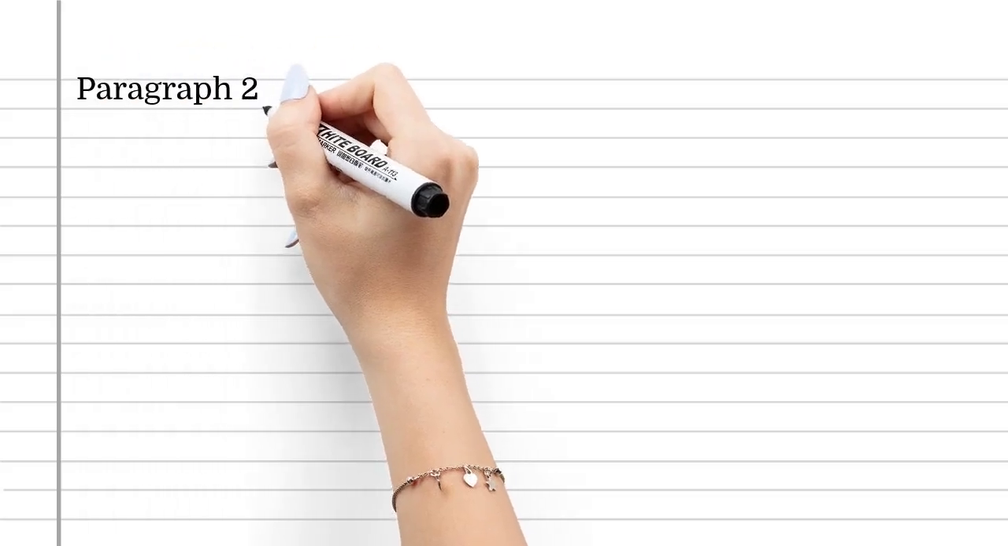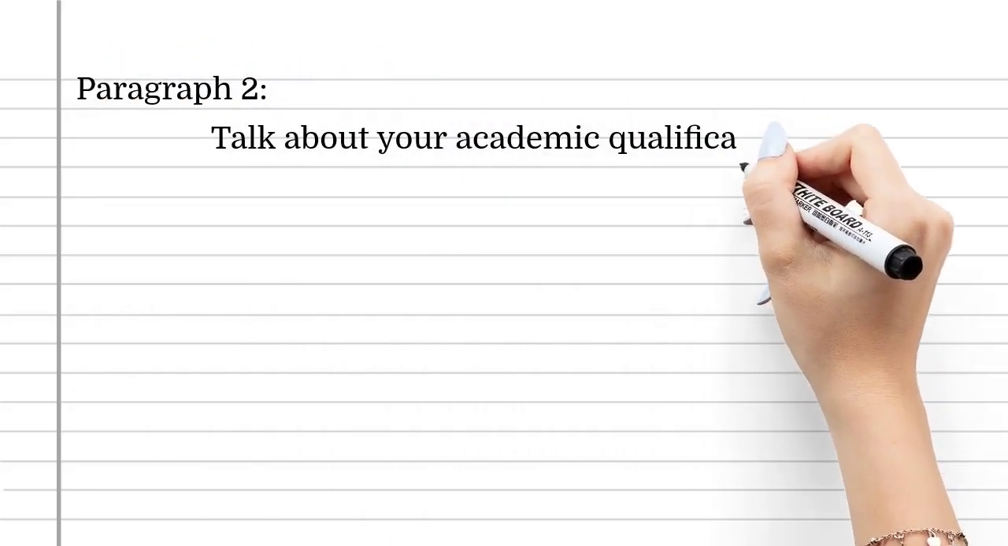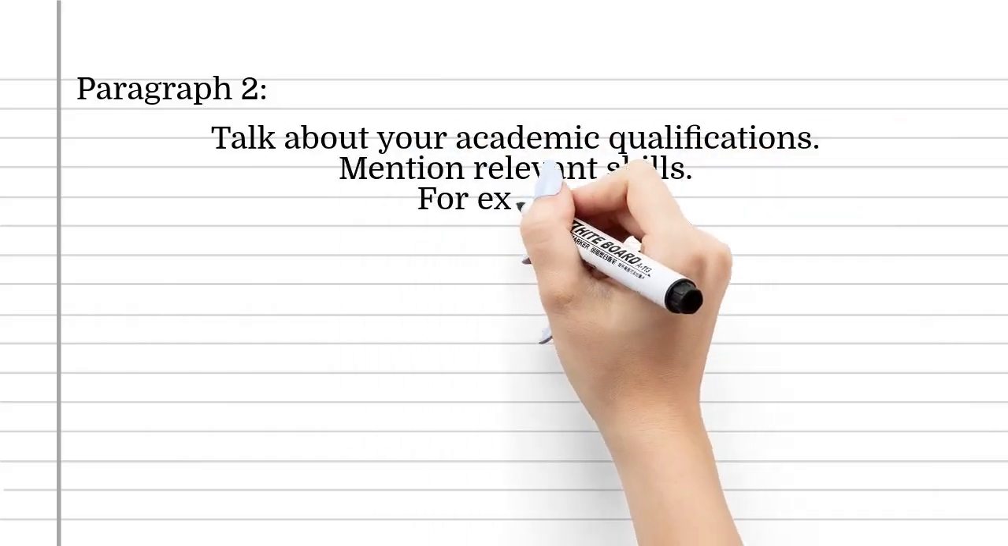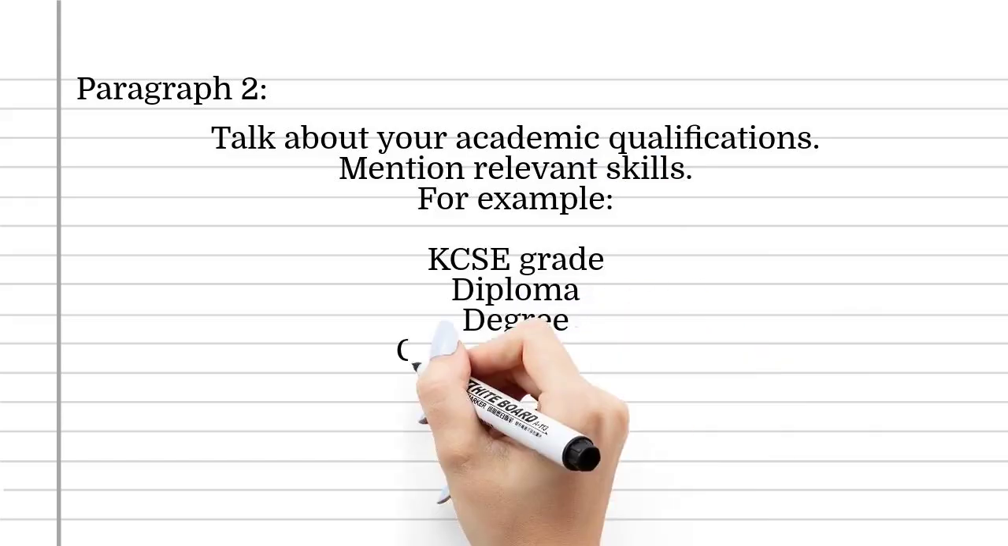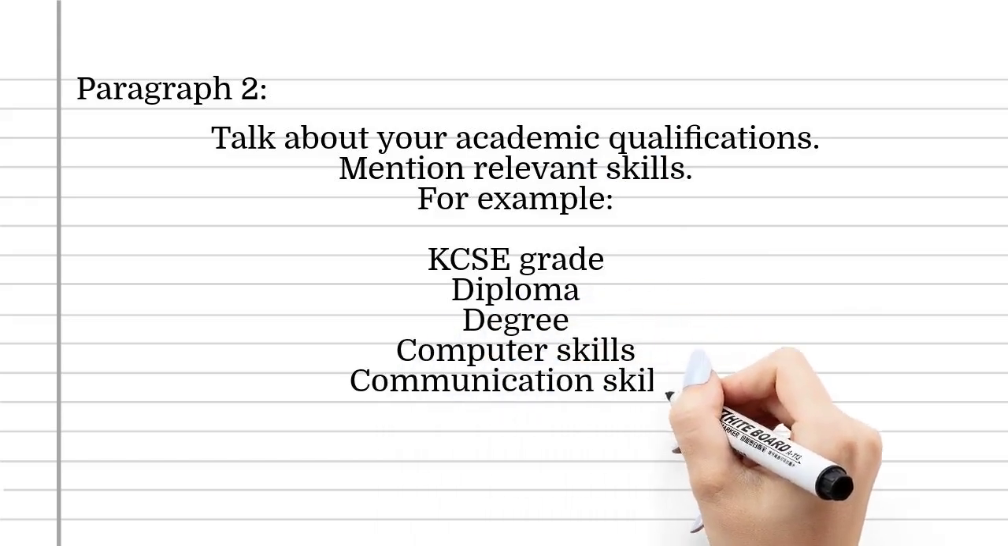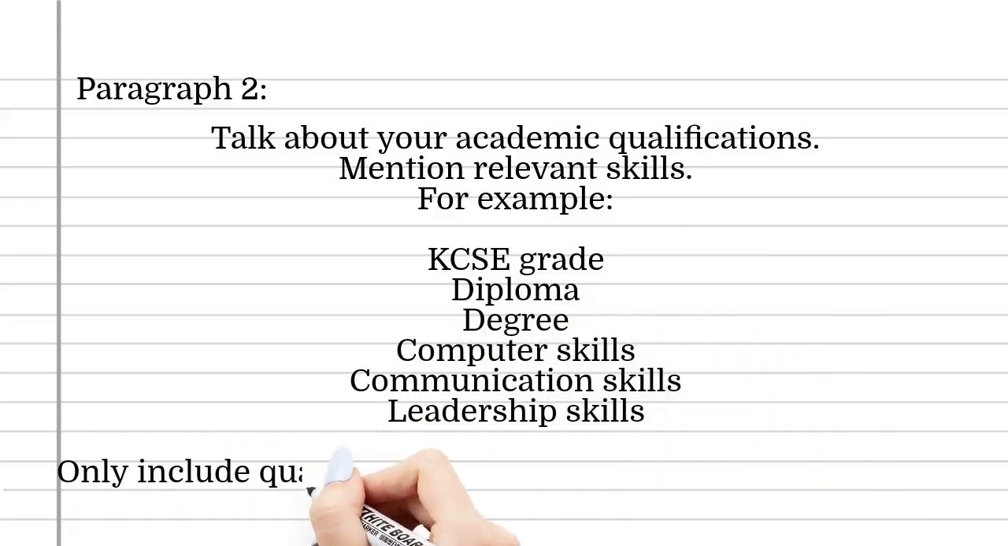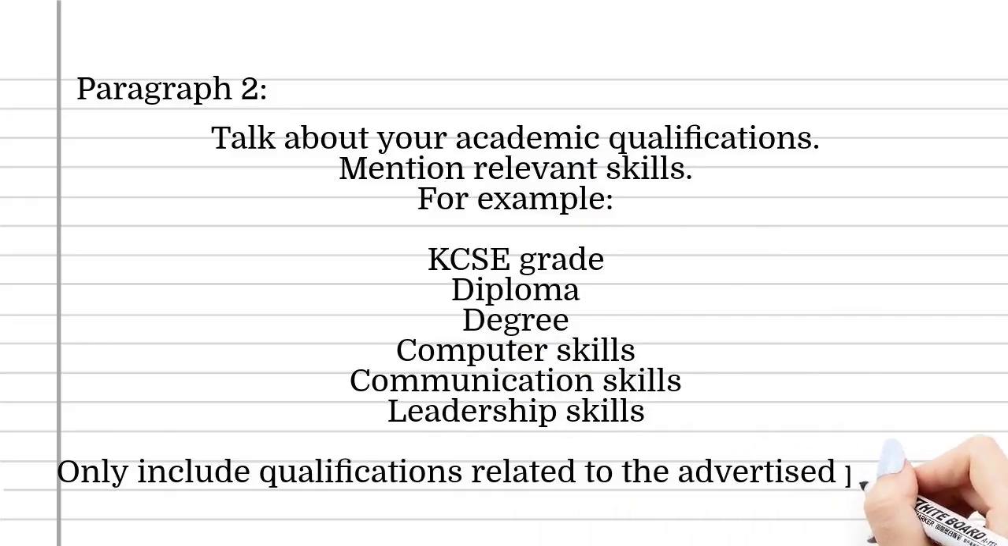In paragraph 2, talk about your academic qualifications. Mention relevant skills. For example, you can talk about the KCSE grade. Maybe you obtained a degree, a diploma. You have computer skills, communication skills, leadership skills. Only include qualifications related to the advertised position.